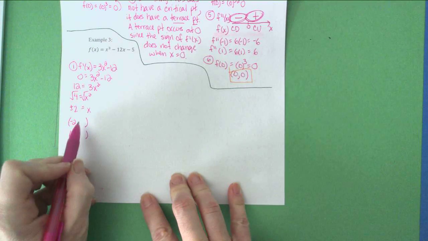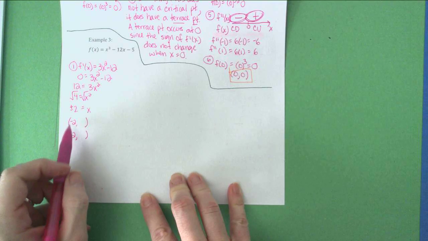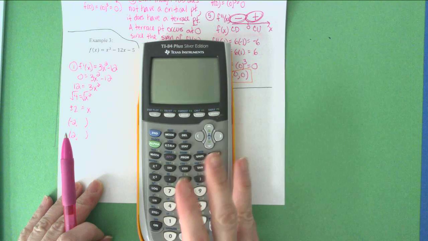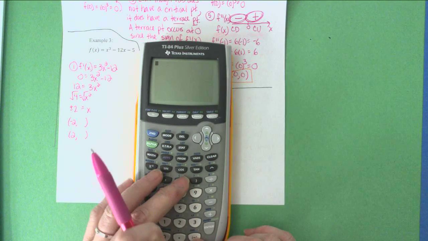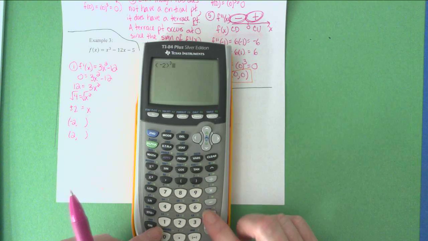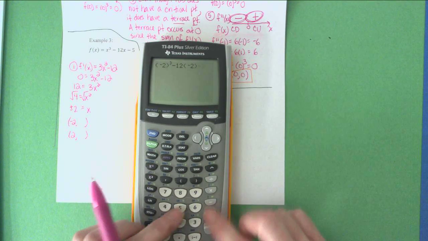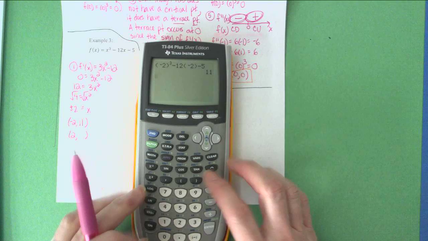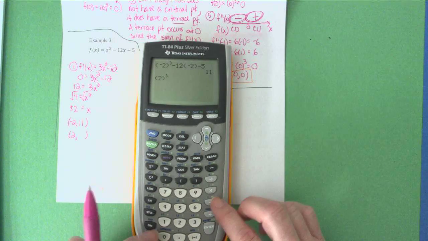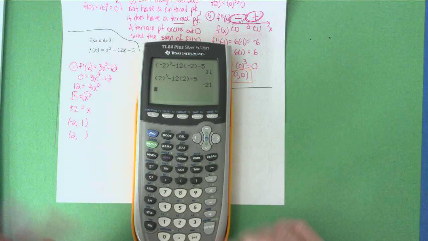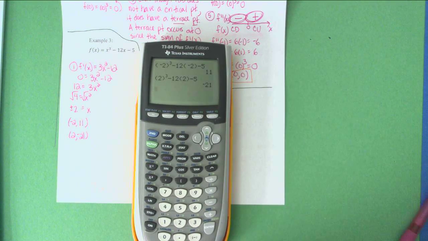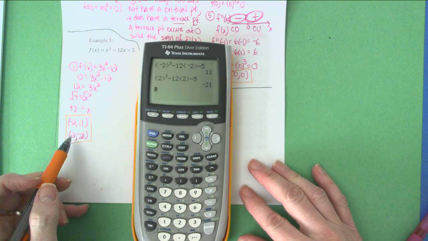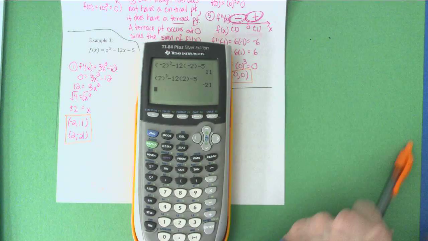To find the y values that go with these points, I'm going to plug these x values into my function. So I'm just going to actually grab my TI here. For -2, I'm going to take -2 to the third, minus 12 times -2, minus 5. And that's giving me 11. And then I'll plug +2 in, +2 to the third, minus 12 times 2, minus 5, and that's giving me -21. So I have 2 critical points on my graph, 2 places where the slope of the tangent line will be 0.